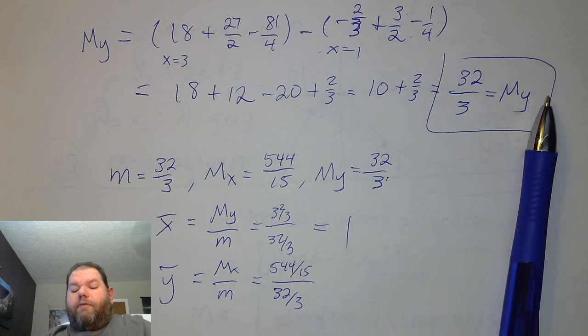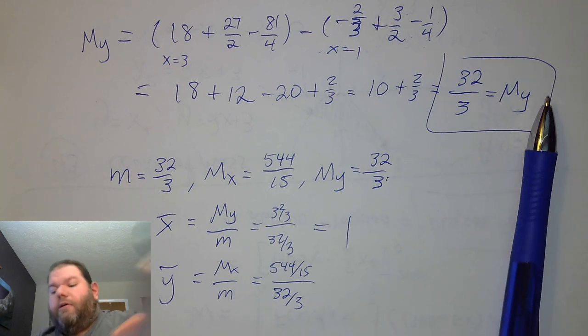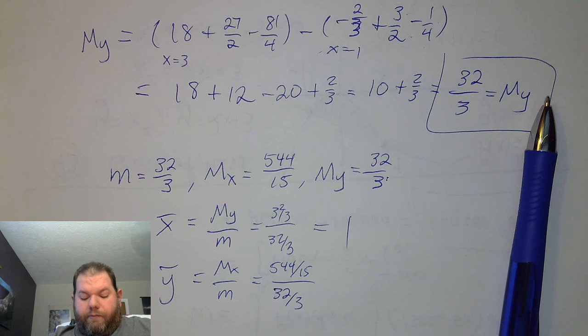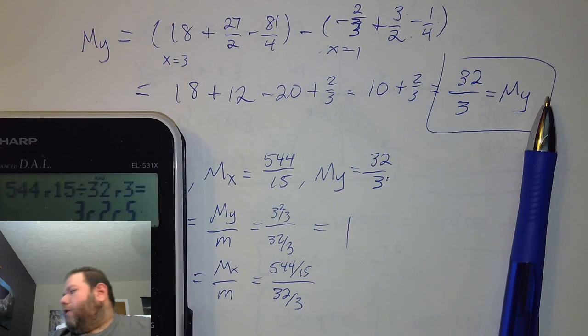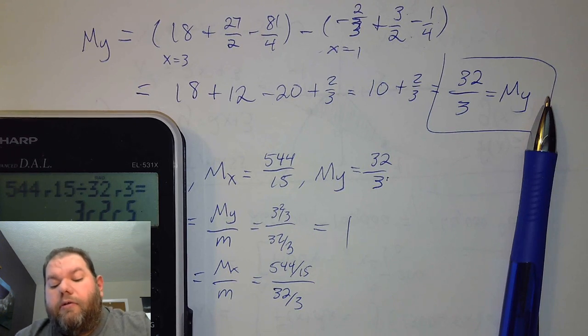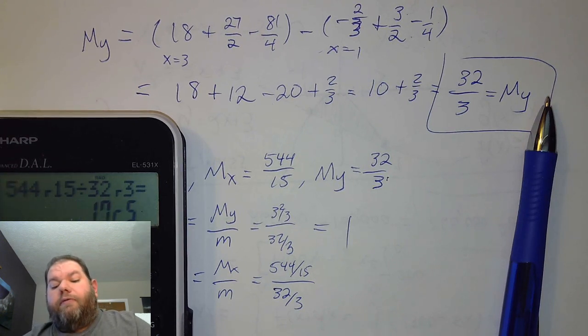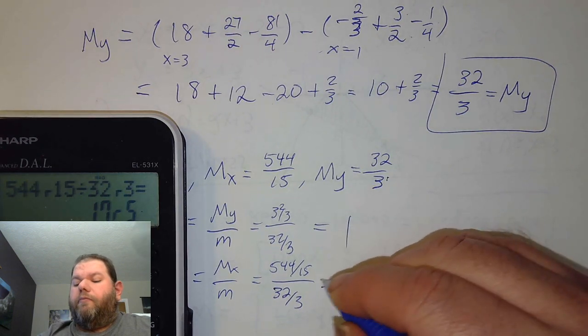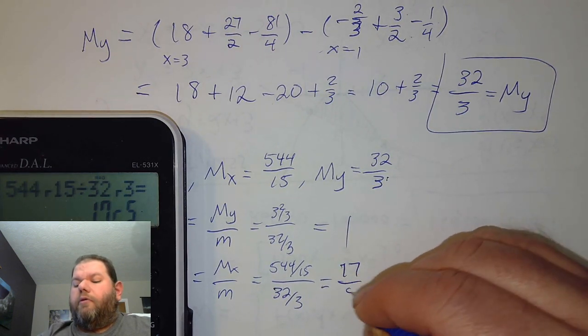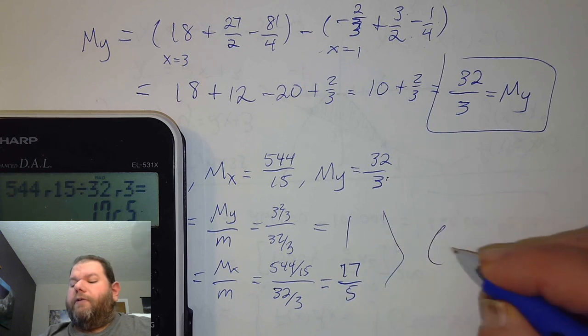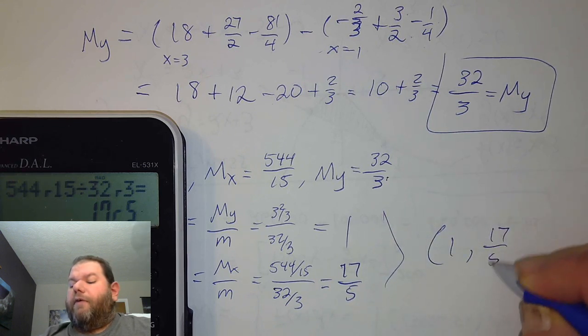And for y bar, that's defined as mx divided by m, which is now more complicated. But we want to take the 544 over 15 divided by 32 over 3. So that'll give us 17 over 5. So the center of mass is located at 1 comma 17 over 5.